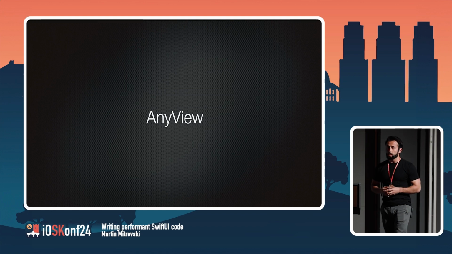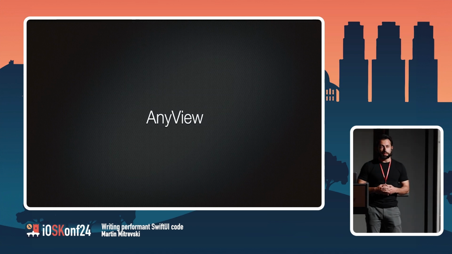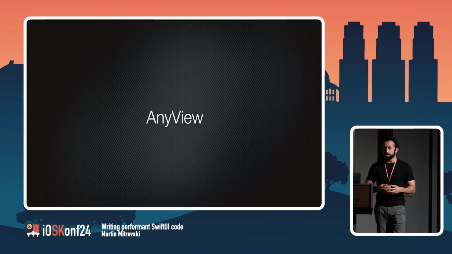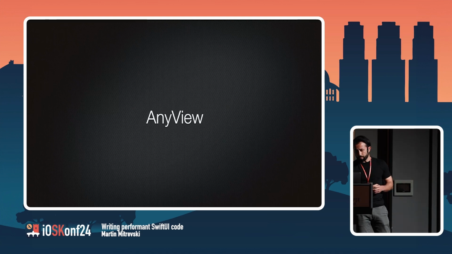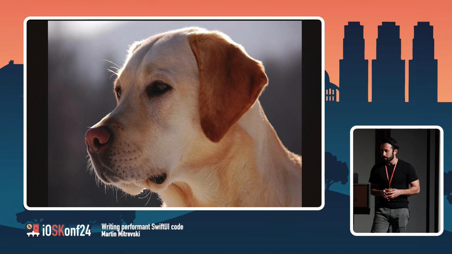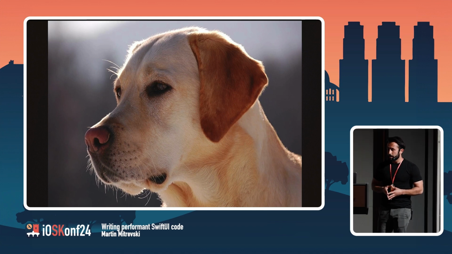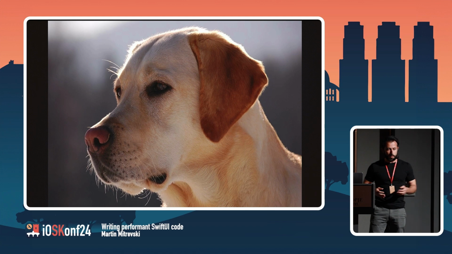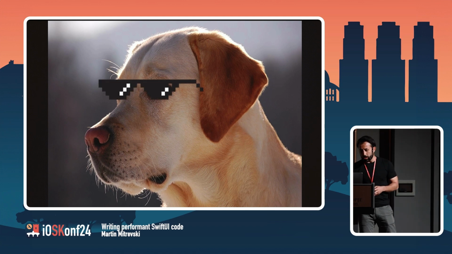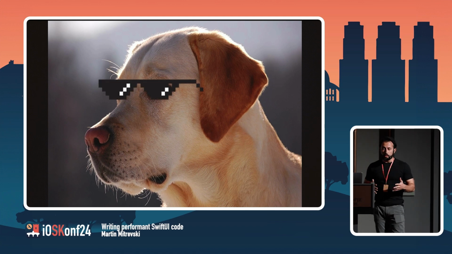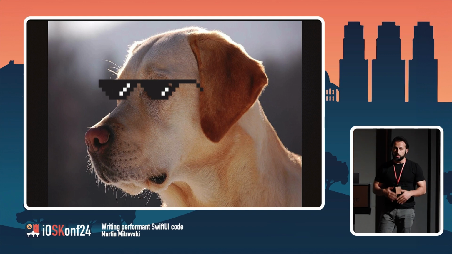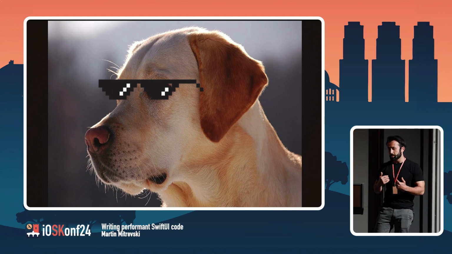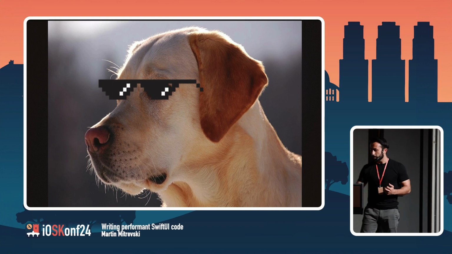There is one interesting one which is called AnyView, and AnyView is basically a type erased view. So basically, it's not known. And to explain this, let's see this beautiful dog. You can all see that this is a dog, right? And it's also in the sun, so let's put some glasses on it. And now you know that the dog has glasses. So you know that the difference between this picture and the previous one is that now the dog has glasses.